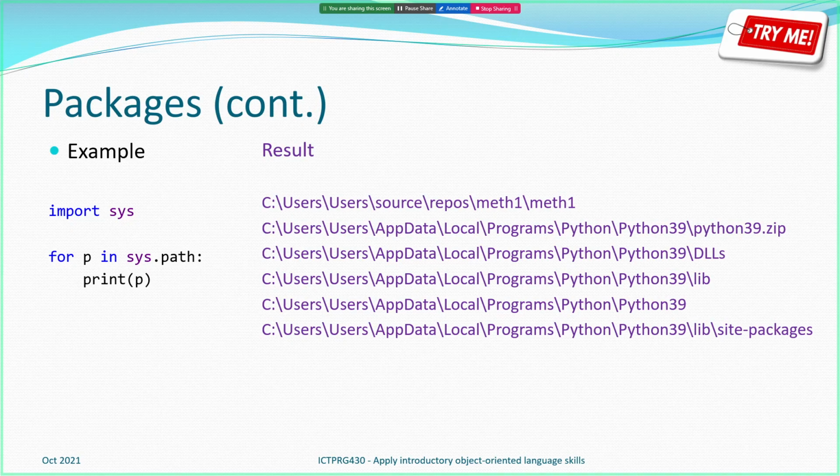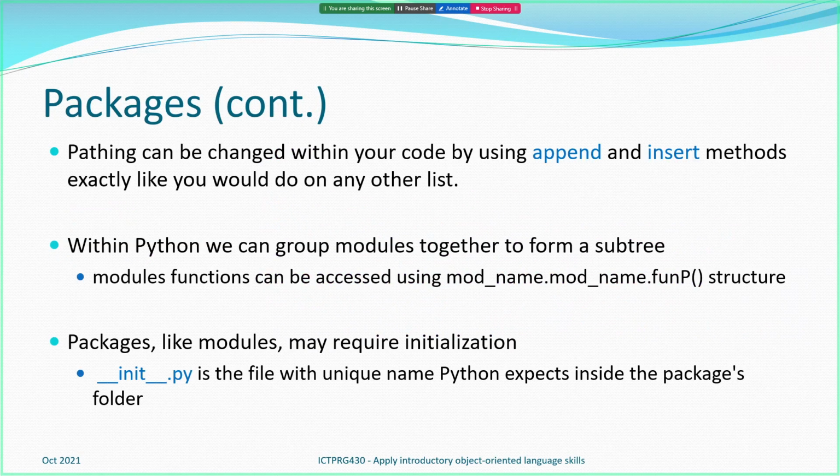So this will change a little bit depending on your setup and the version of Python and so forth that you got. Now, I'll give you a hint. At the time of me doing this, I was running Python version 3.9. Currently, it's version 3.10 if you download it today. So, you can change your pathing with the append and insert methods that we've covered so far. So, it's like a list.